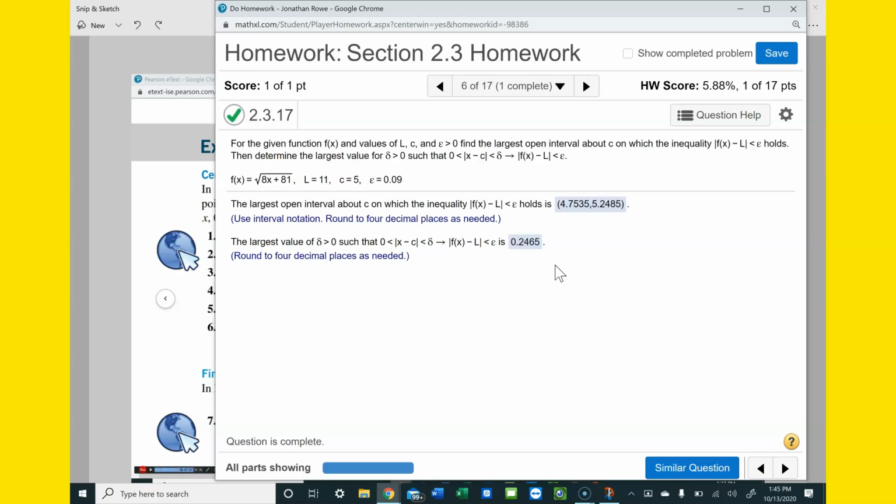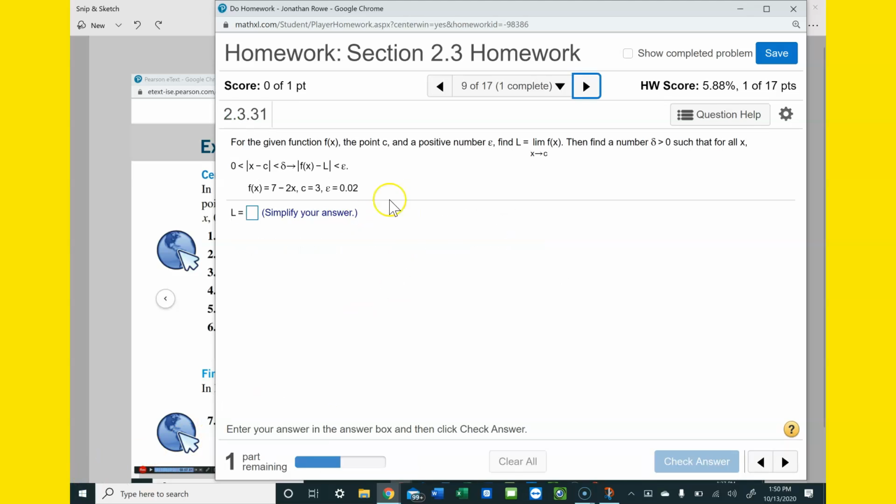Good deal. All right, for number 9, for the given function, the point C and the positive number epsilon, find L equals the limit of f of x as x approaches C. Then find the number delta greater than 0 such that for all x, this whole limit definition holds true. So finding L is simple here. Just plug 3 in for x, and that should give you L. And then the rest of it would be just like the example we've already shown.